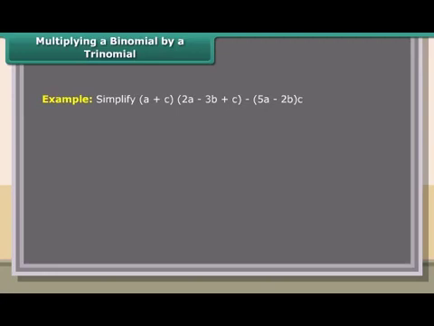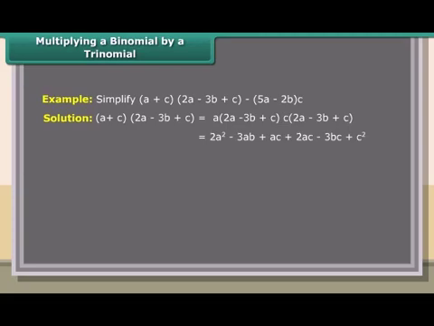Example: simplify (a plus c) into (2a minus 3b plus c) minus (5a minus 2b) into c. Solution: (a plus c) into (2a minus 3b plus c) is equal to a into (2a minus 3b plus c) plus c into (2a minus 3b plus c) is equal to 2a square minus 3ab plus ac plus 2ac minus 3bc plus c square, which equals 2a square minus 3ab plus 3ac minus 3bc plus c square.